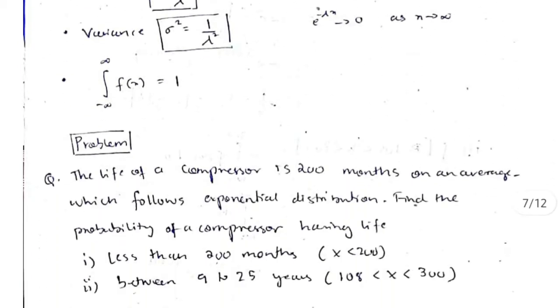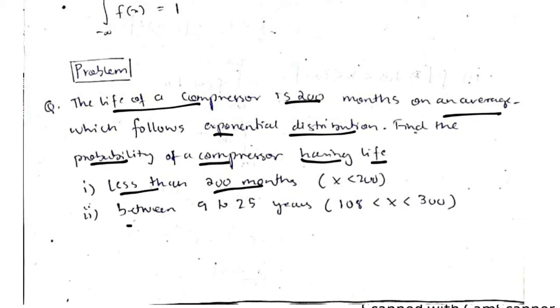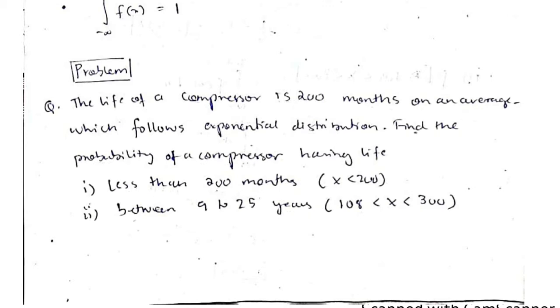Okay, let's see a problem here. In this we have been given that the average is 200 months for the life of a compressor which follows exponential distribution. Find the probability that the compressor will have a life of less than 200 months and between 9 to 25 years. Okay, convert the years into months, we'll get 108 and 300. Now what we have to find out? First see what they have given. Average is given, which is mean, so mu is given to us, and we have to find out the probability of a compressor having a life.